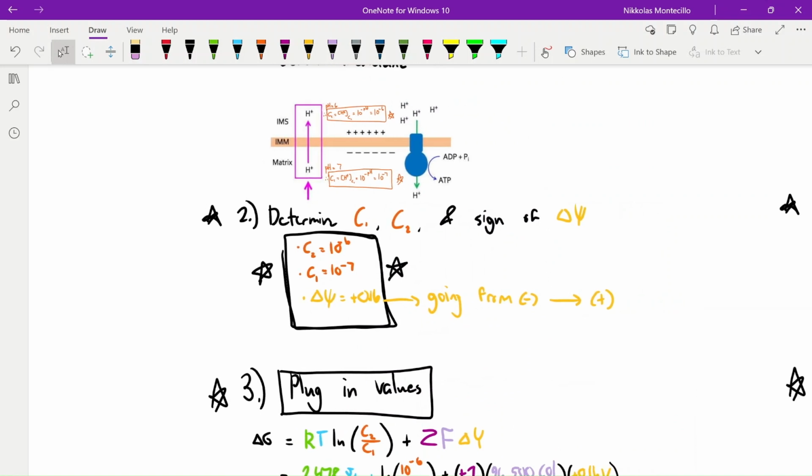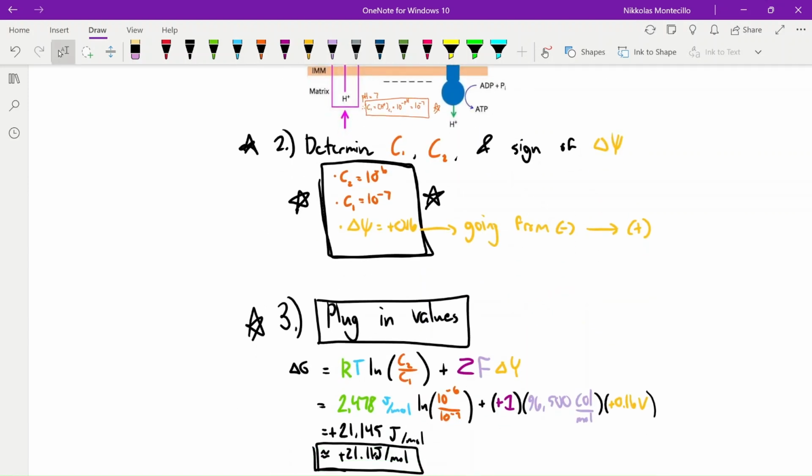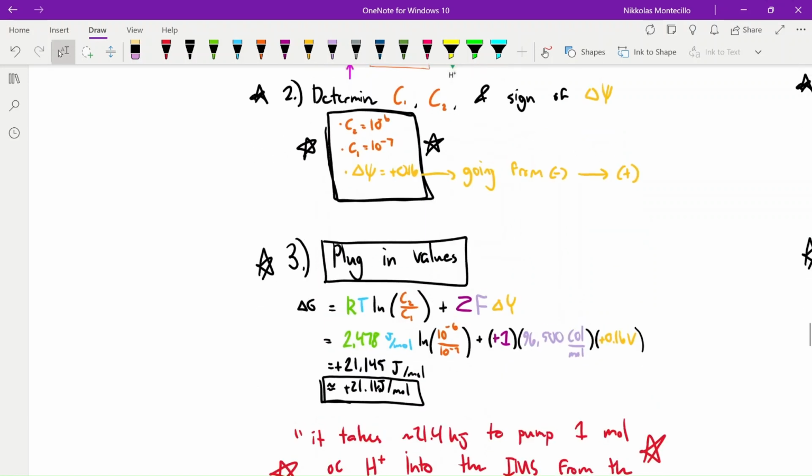So, we see that the wavelength function here has a positive value because we want to observe that the hydrogen ion is going from an area of less positivity to greater positivity, or from a relatively negative space into a positive space. So the transmembrane difference is 10 plus 0.16 volts.